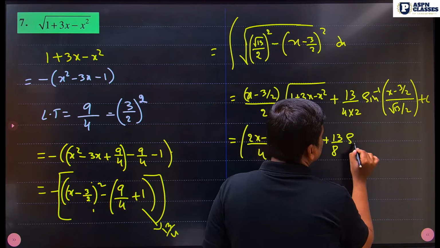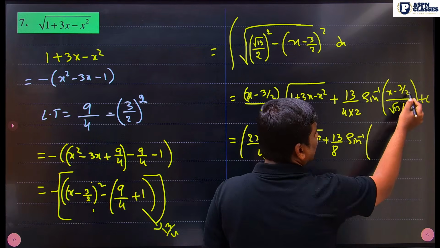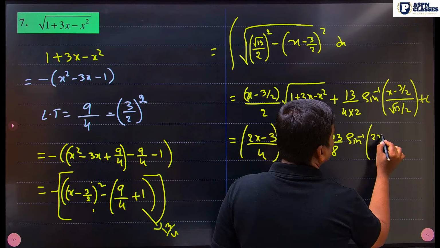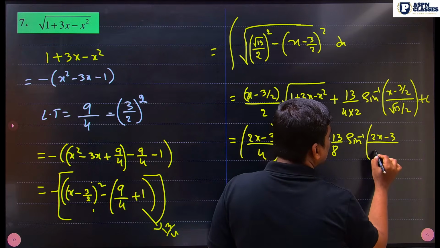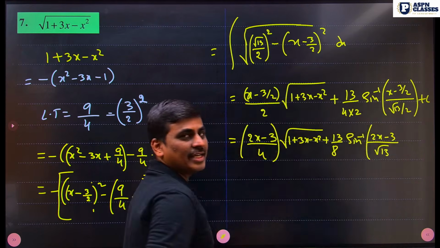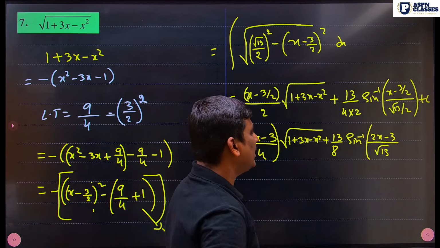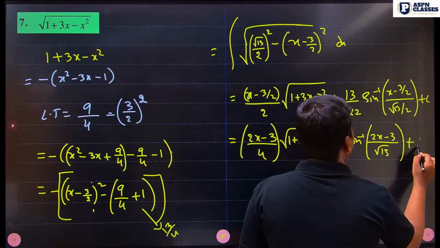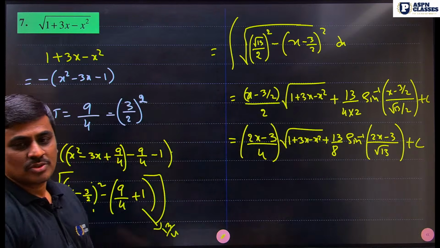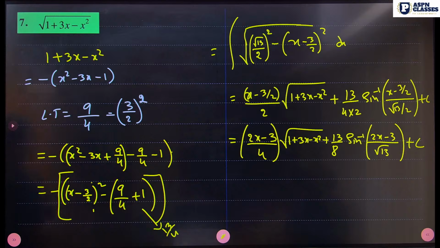And again here it is a sine inverse. Again you take 2 LCM. This answer is 2x minus 3, and here also root 13. Both the LCMs get cancelled. Observe here also 2, and here I'm going to take 2 LCM. Both the results get cancelled. This is the final answer. Once again, just check these answers.